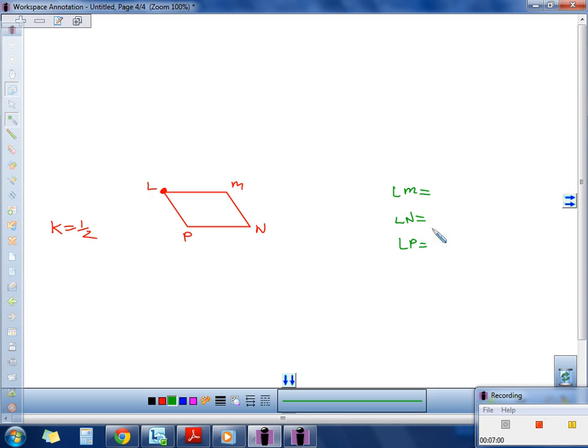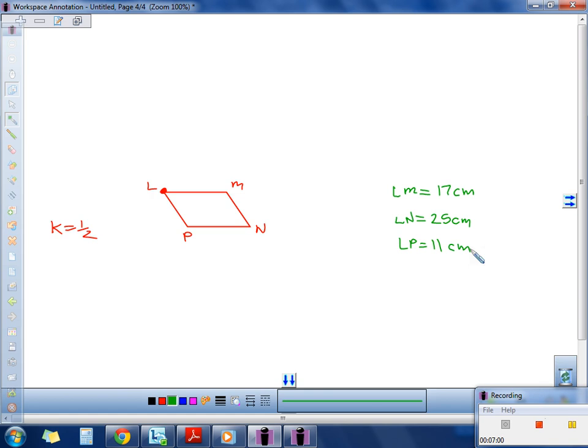I'm using a ruler right now, and I got LM is 17 centimeters on my big board. LN is 25 centimeters. And LP is 11 centimeters. Now this is the process. So go ahead and write those numbers down so you remember this process.